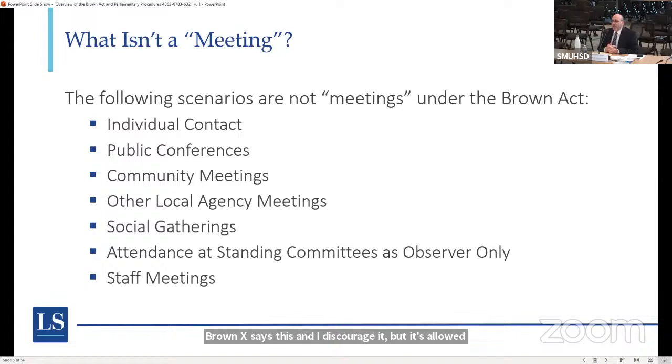And then oddly, the Brown Act also says you can go and watch staff meetings of your staff. If you ever want to have the quietest staff meeting in the history of the world, have the board go watch the staff, because it's going to shut down a lot of conversation. So again, it's allowed as long as the board members aren't participating, just watching. So just a few things to think about on what's not a meeting.